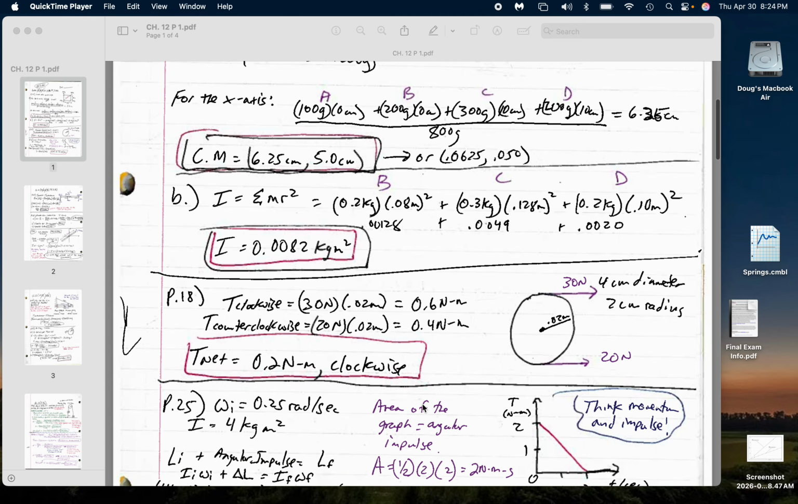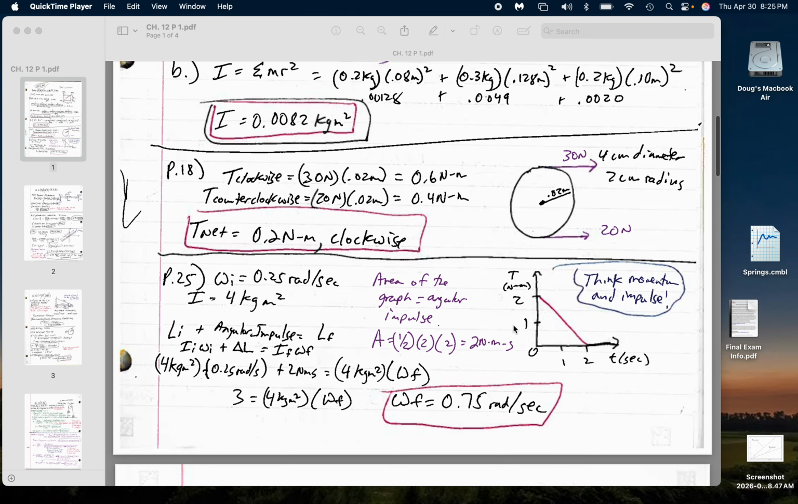For problem 18, this is asking about the net torque. So you've got a 30 Newton force acting clockwise, a 20 Newton force acting counterclockwise on this, radius of 0.02 meters. I said a 4 centimeter diameter. So essentially, this is causing a clockwise torque. This is causing a counterclockwise torque. The net torque is the difference between those. So it's 0.2 Newton meters clockwise.